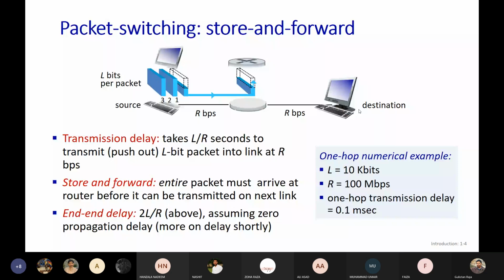0.2 milliseconds. Or mathematically, if we assume for the time being that propagation delay is zero, then it is L by R for this link and L by R for this link, so it would be 2L by R. We'll talk about delays shortly, but for the meanwhile, you can say 0.2 millisecond or 2L by R, right? So the transmission delay would be 2L by R.